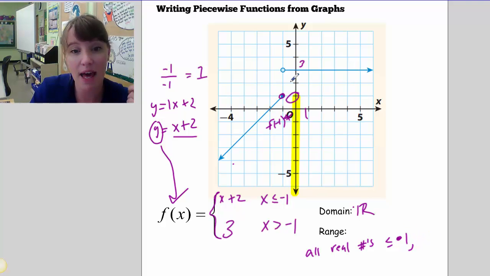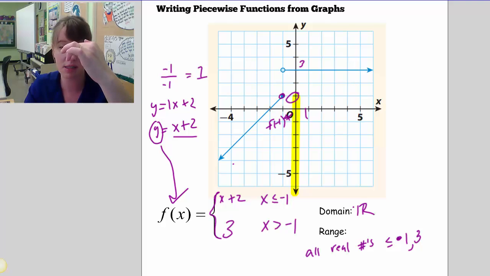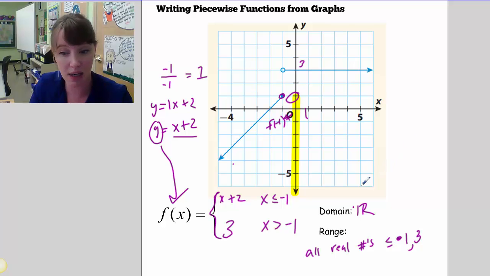And then after 1, it jumps up to the constant value of 3. So not only does it get all the real numbers less than or equal to 1, it also gets the constant value of 3. So it's a little tricky. You'd end up having to write that out. You couldn't use a single interval for that, but that's how you would get the range. And that's the end of the lesson for today.